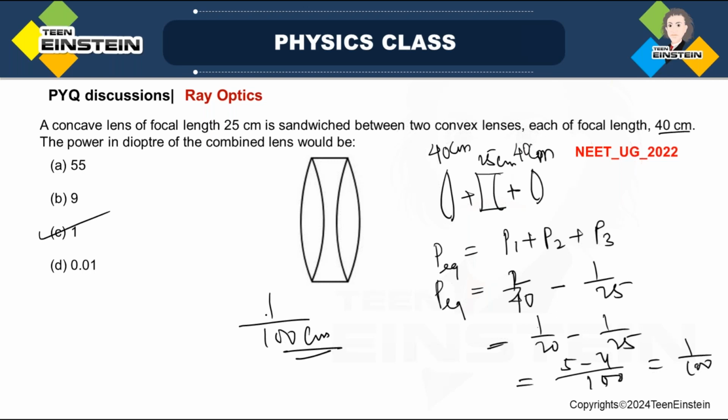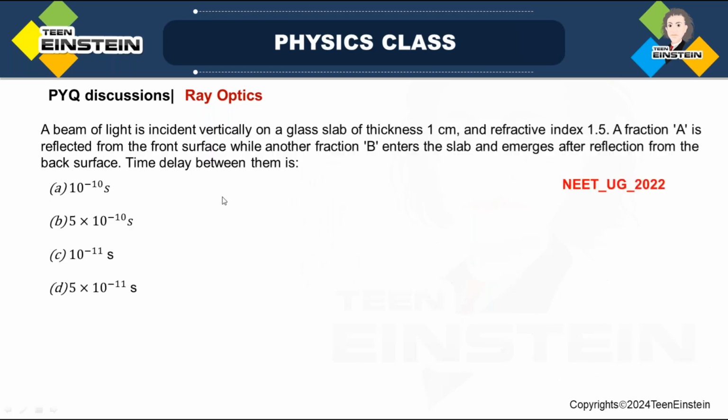1 over 100 centimeter means 1 meter. Diopter means per meter, some value per meter. This is the diopter unit, so it will be 1. Let us go to the next problem.